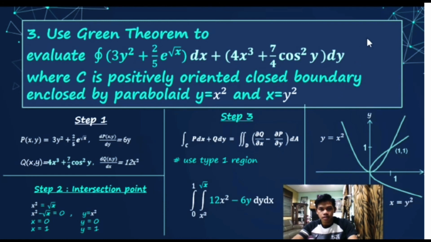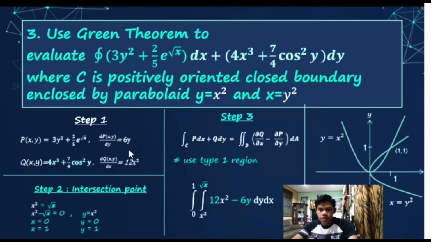The question is: use Green's theorem to evaluate this equation, where C is the positively oriented closed boundary enclosed by the parabola y equal to x squared and x equal to y squared. We go to the first step, which is to identify P(x,y) and Q(x,y). We take P from this equation and Q from this equation.